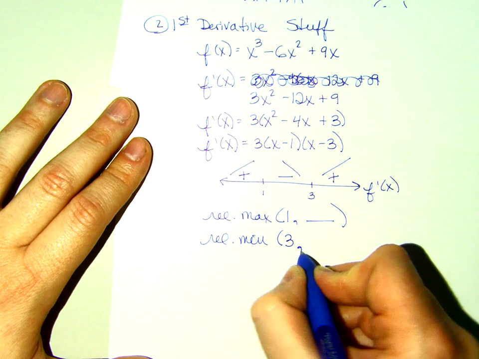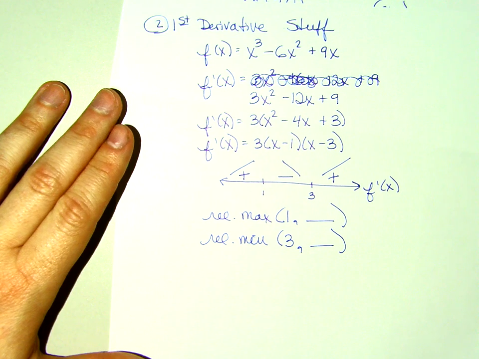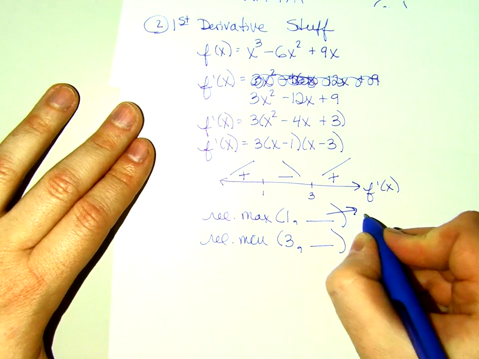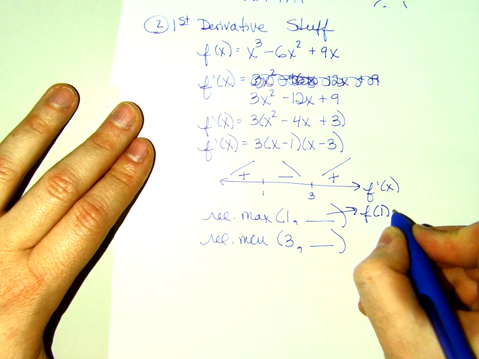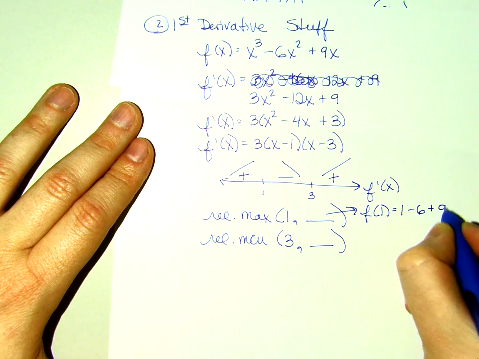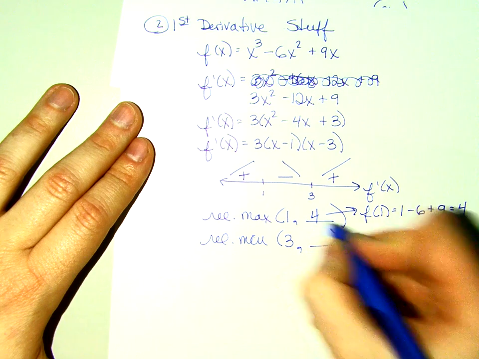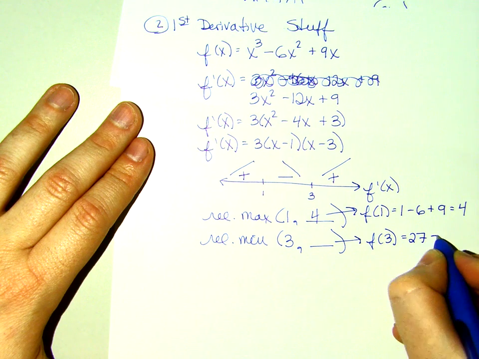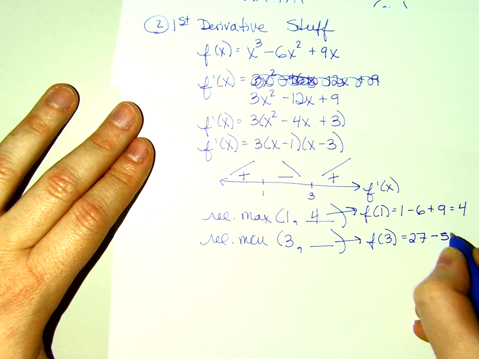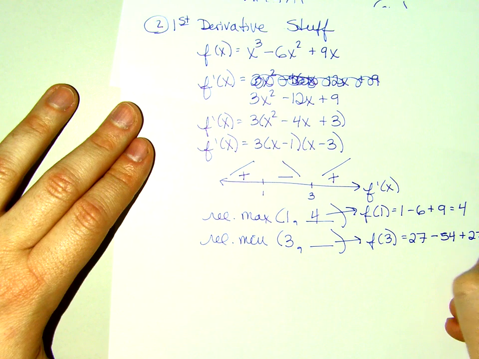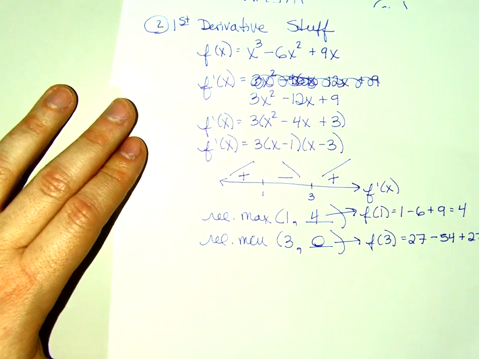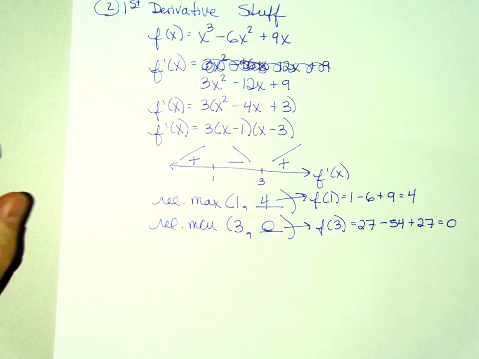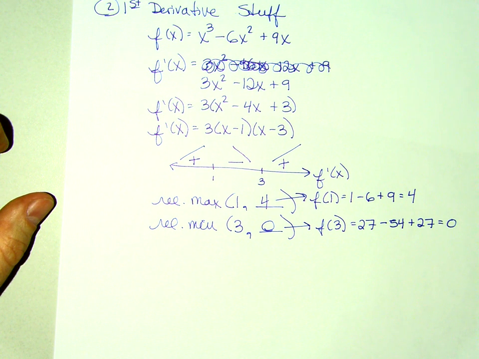I've got a max at 1 comma something and a min at 3 comma something. And where does the something come from? F of x. The y values always come from the original function. So 4 is a max, and 3, 0 is a min. Maybe.